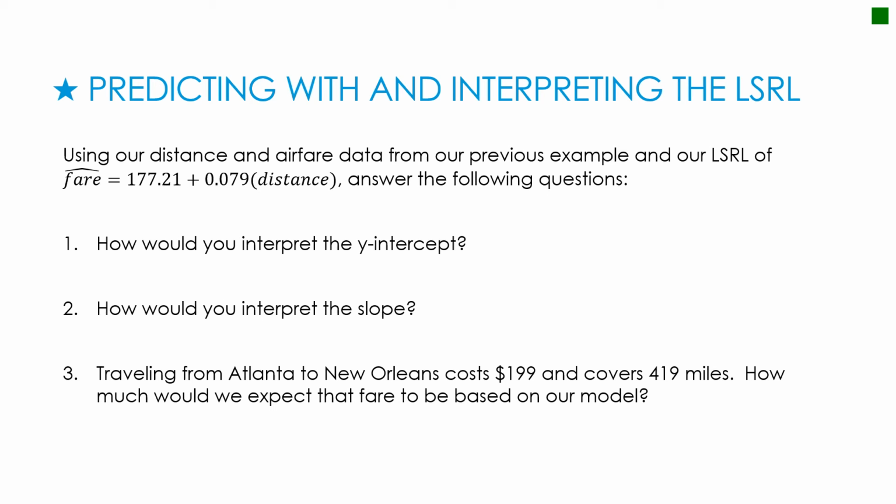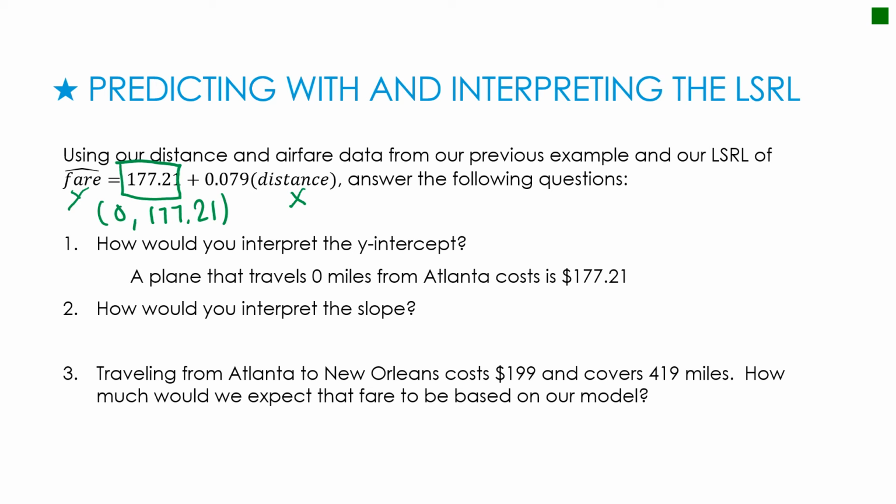So first, the question is, how would I interpret the y-intercept? Remember, the value not being multiplied by x is our y-intercept, and I think about it in terms of (0, 177.21). So how would I interpret the y-intercept? I would say a plane that's going 0 x's, which is 0 miles, distance in miles, would have a fare of $177.21, or a plane that travels 0 miles from Atlanta costs $177.21. Now, does this one really make sense in context? I would say it does not make sense in context.